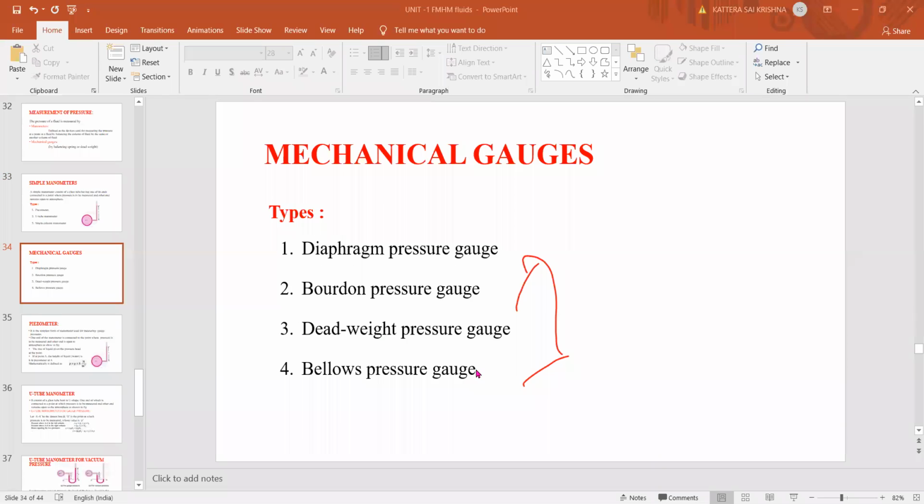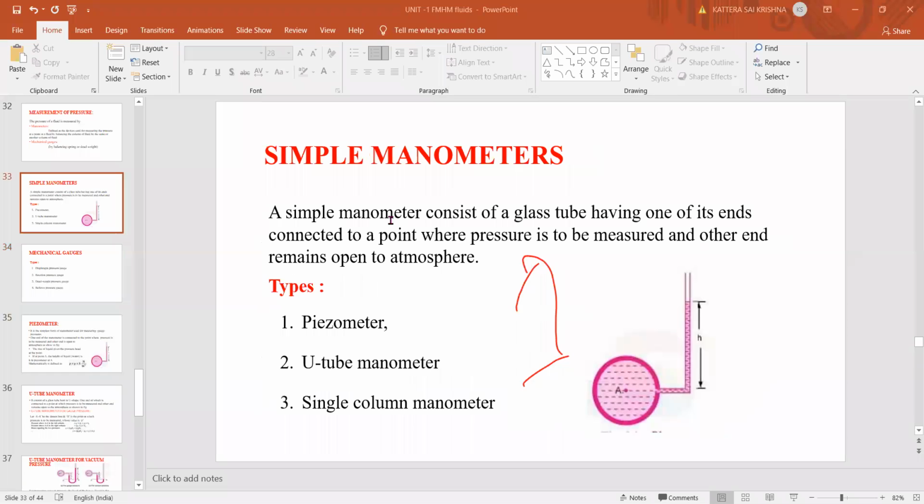Okay. Right. So these are the types of mechanical gauges. Actually, we don't have anything about this in the syllabus, but we need to know just the names: diaphragm pressure gauge, Bourdon pressure gauge, dead weight pressure gauge, and bellows pressure gauge. If time permits, I will show the diagrams of these later. Mechanical gauges measure the pressure in this way. Okay. So now we are going to the types of manometers.